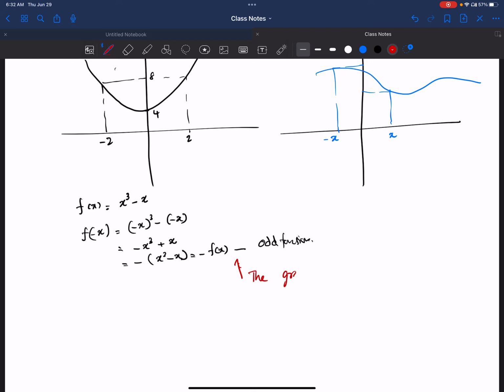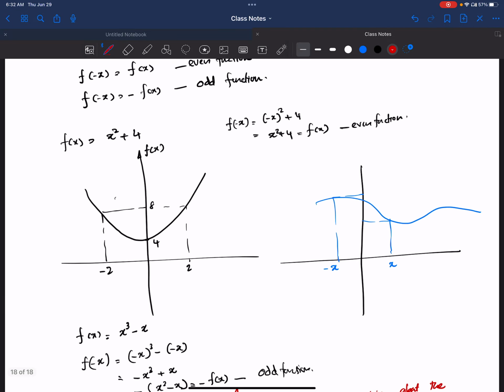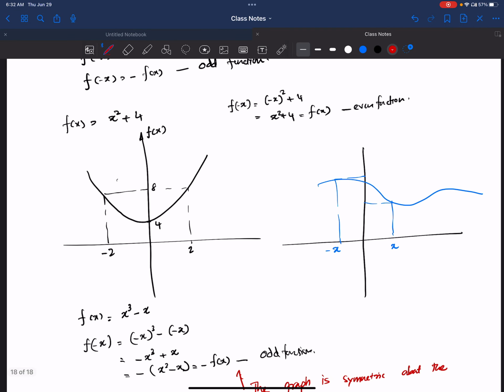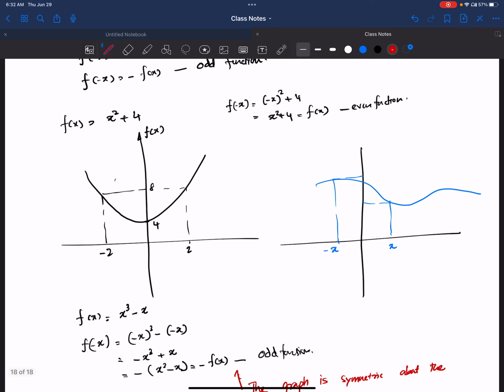The graph is symmetric about the origin. Okay, that's a special case. That's a specialty of odd functions. So that's all about odd functions.